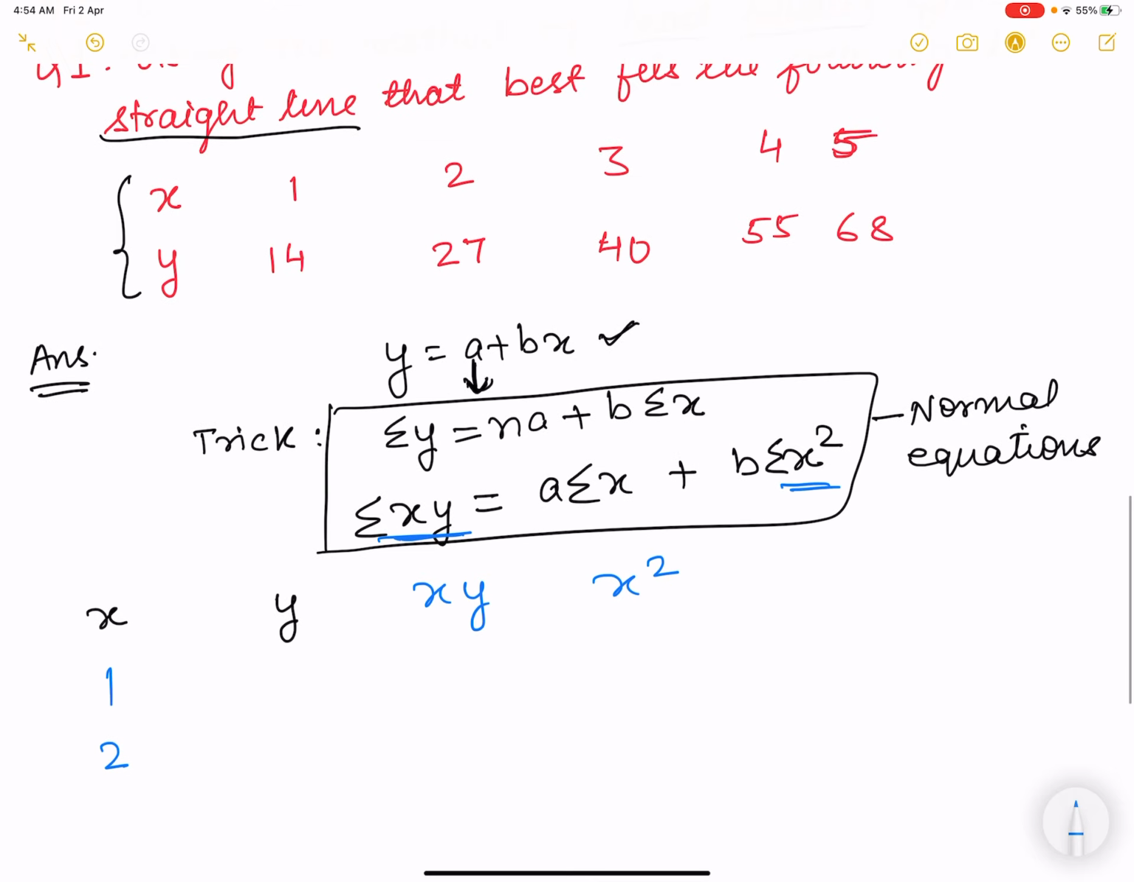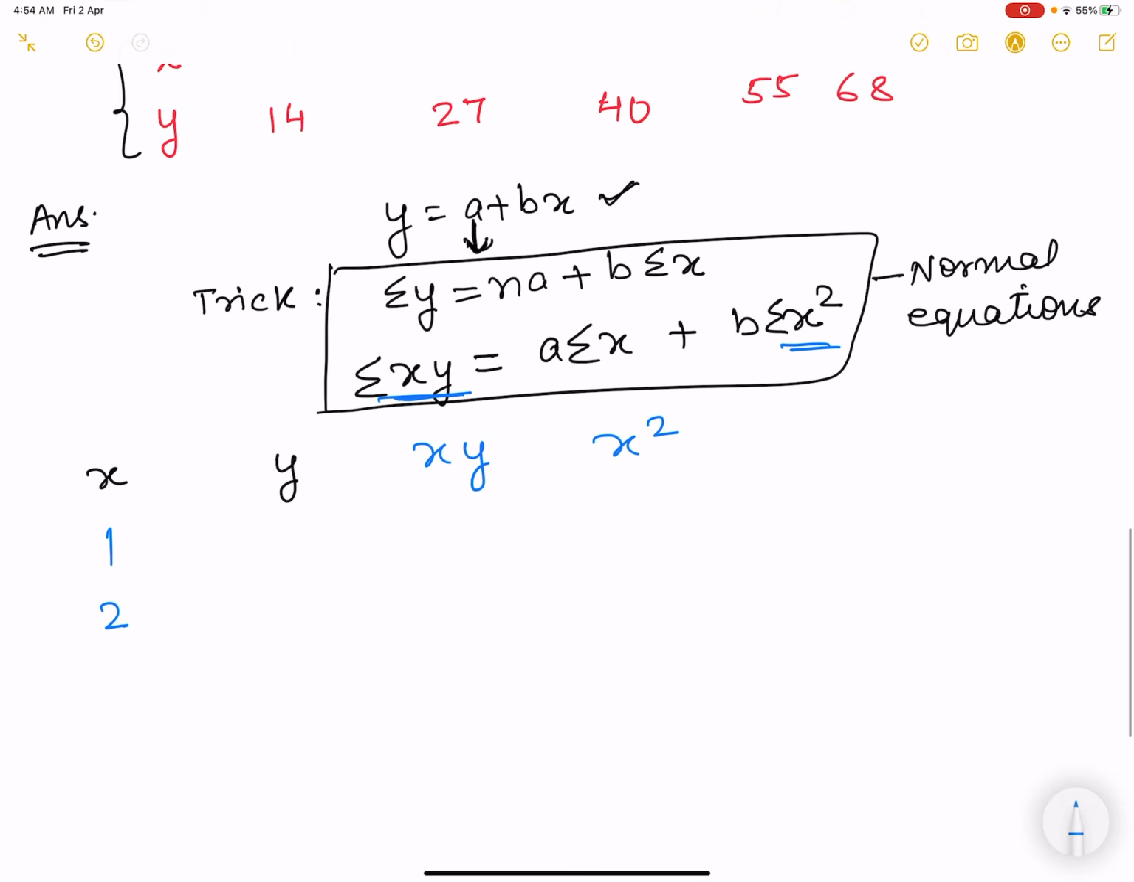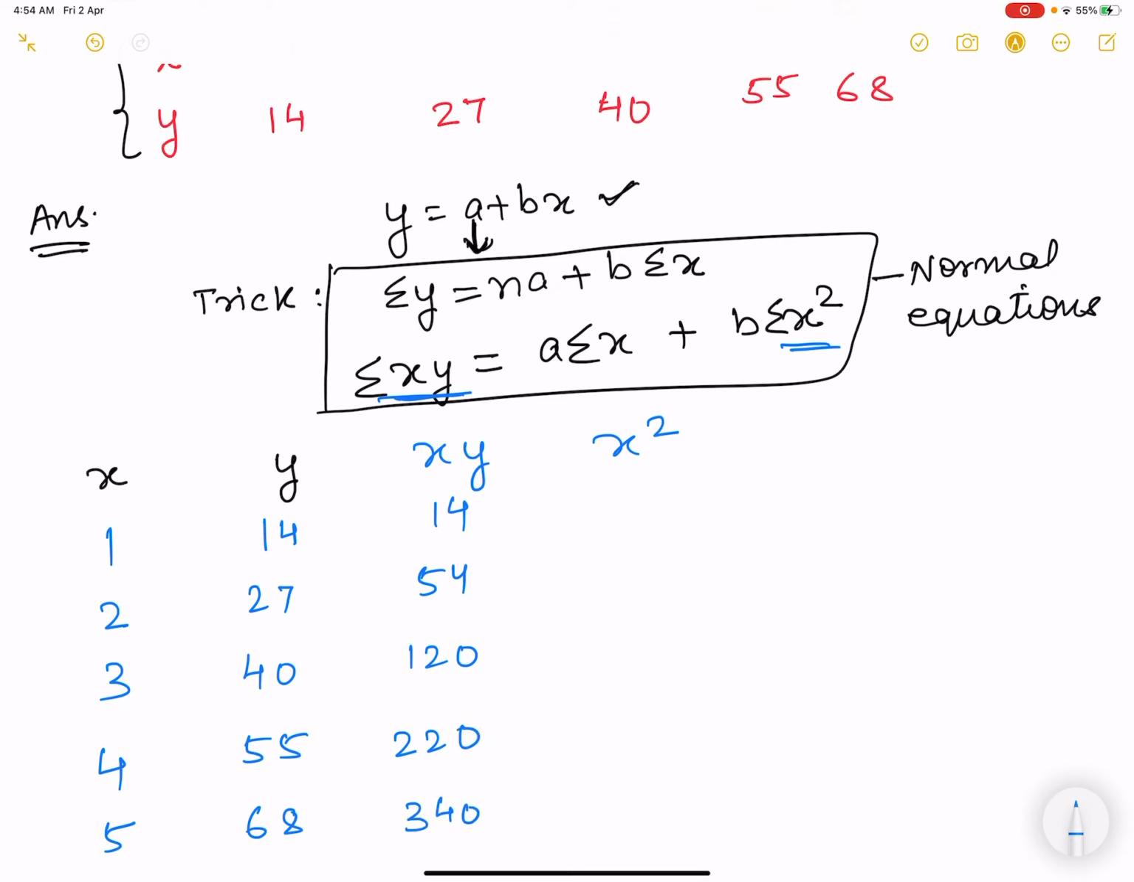I'm just writing the data which is given. The value of x, 1, 2, 3, 4 and 5, and the corresponding values of y. Right? Now I'm finding x multiplied by y. You have to use calculator, or you may do it directly also. Now I'm finding x square, 1, 4, 9, 16 and 25.